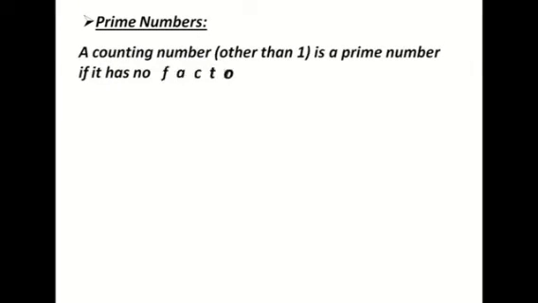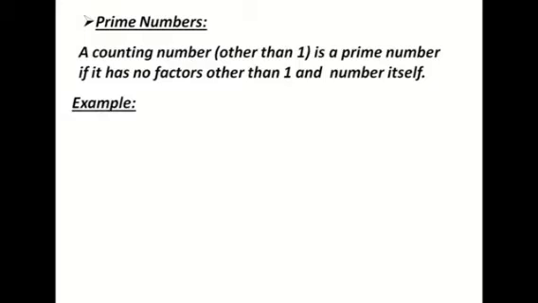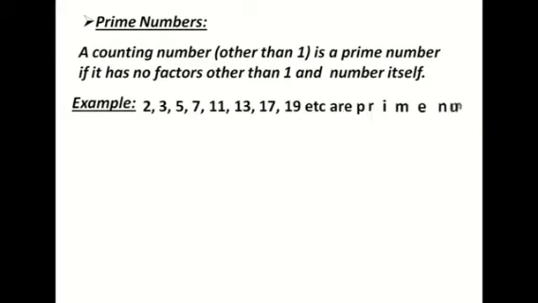We have discussed prime numbers and composite numbers also. So what is a prime number? A counting number other than 1 is a prime number if it has no factors other than 1 and the number itself. A few examples you have seen: 2, 3, 5, 7, 11, 13, 17, 19, etc.